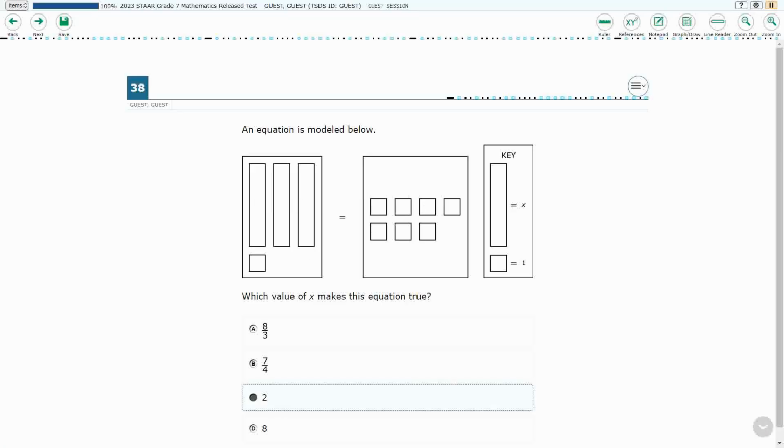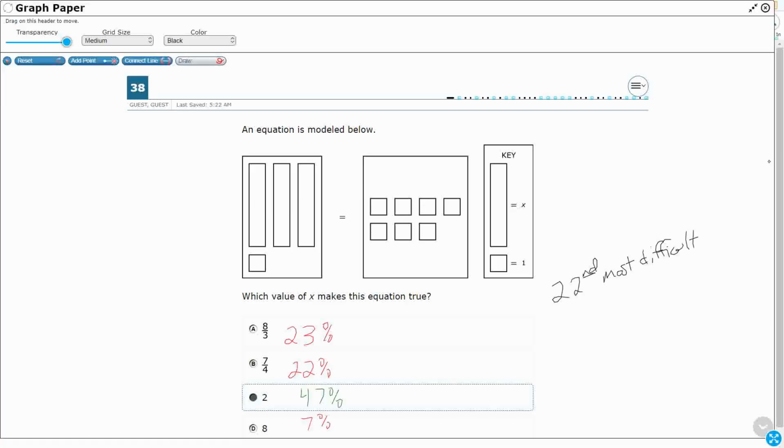And let's see how we did across the state of Texas. So this was the 22nd most difficult, actually, on a 38 question test. That's a little bit more on the easy side, but still less than 50%, right? 47%. So it looks like we chose D very much, but how did we get A or B?